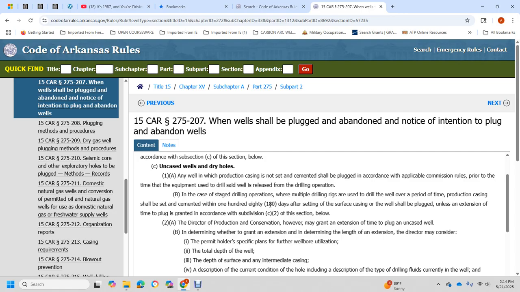Production casing should be set and cemented within 180 days after setting the surface casing, or the well should be plugged unless an extension of the time to plug is granted, with the corner with subsection C2 of the section below.